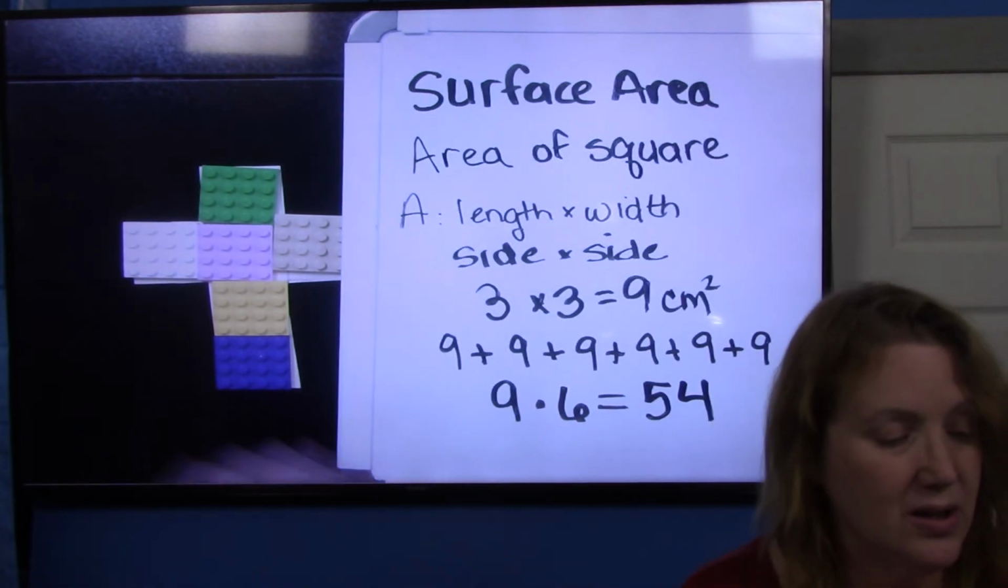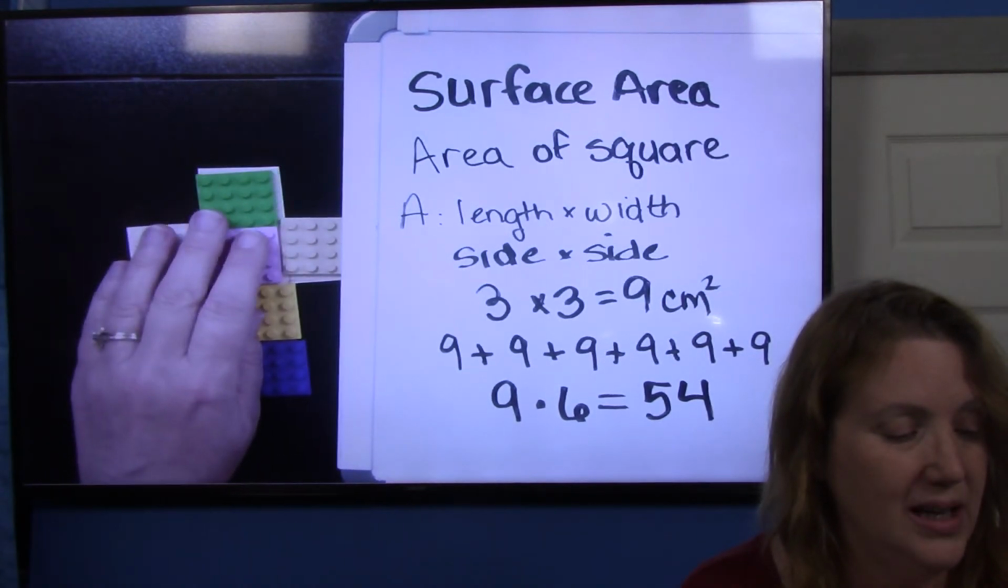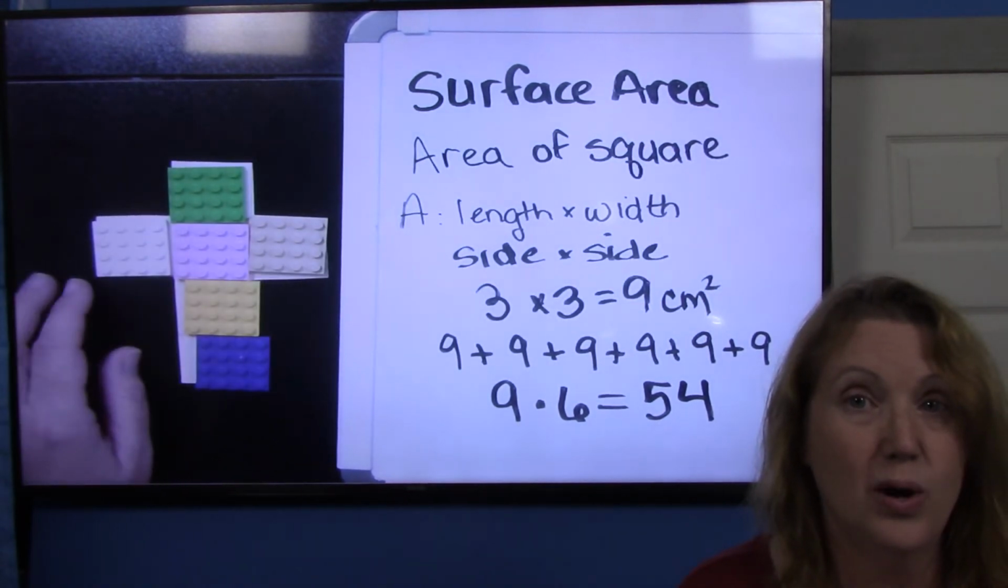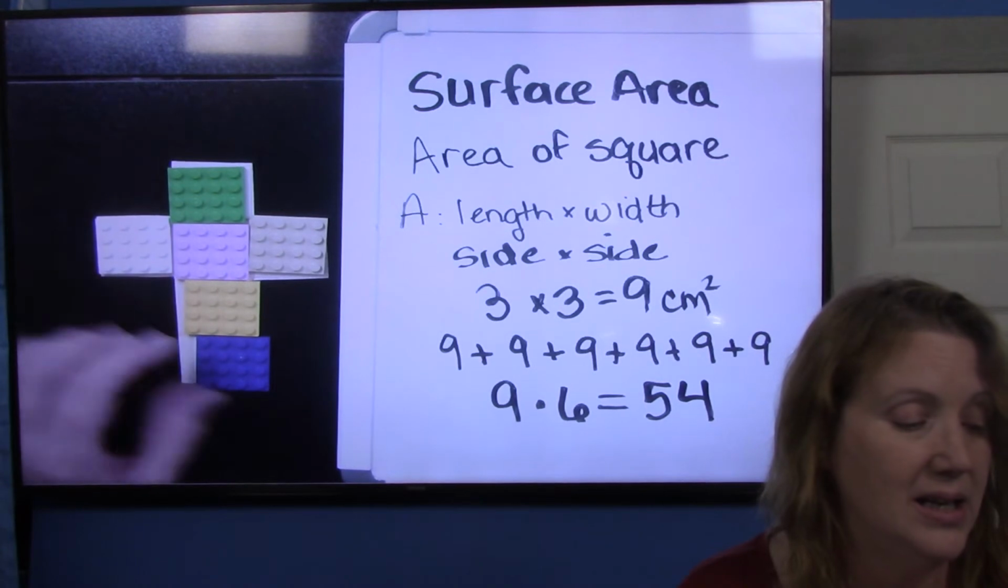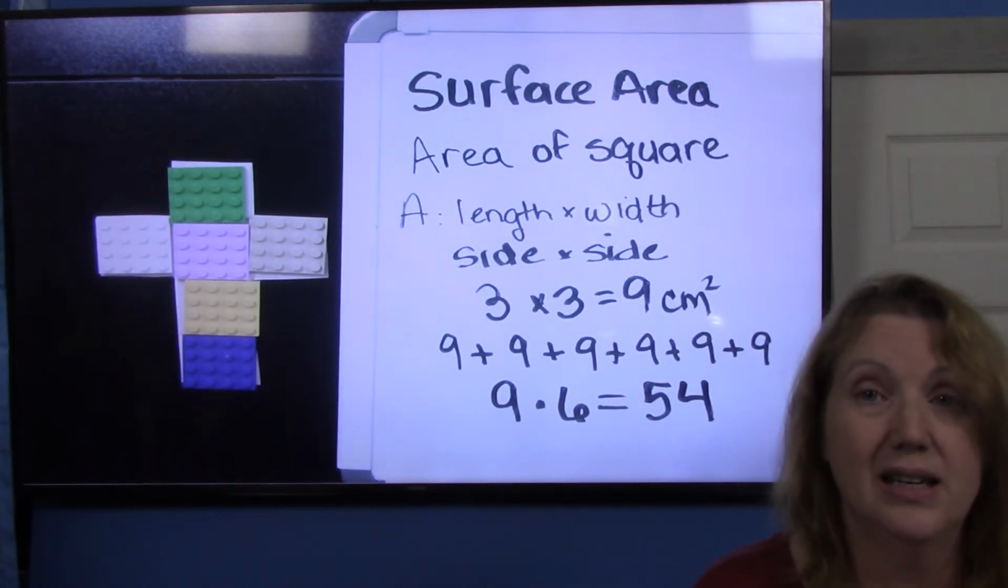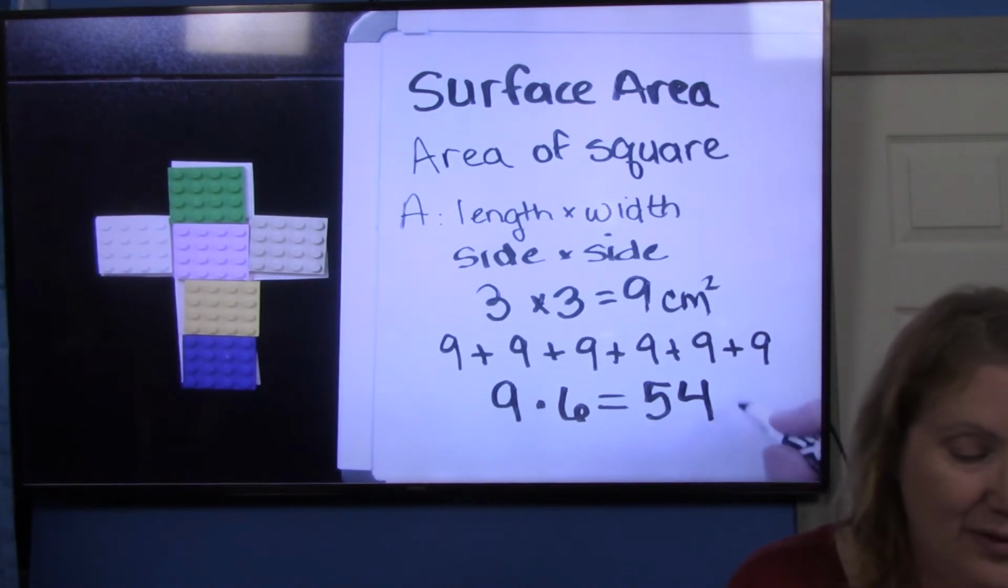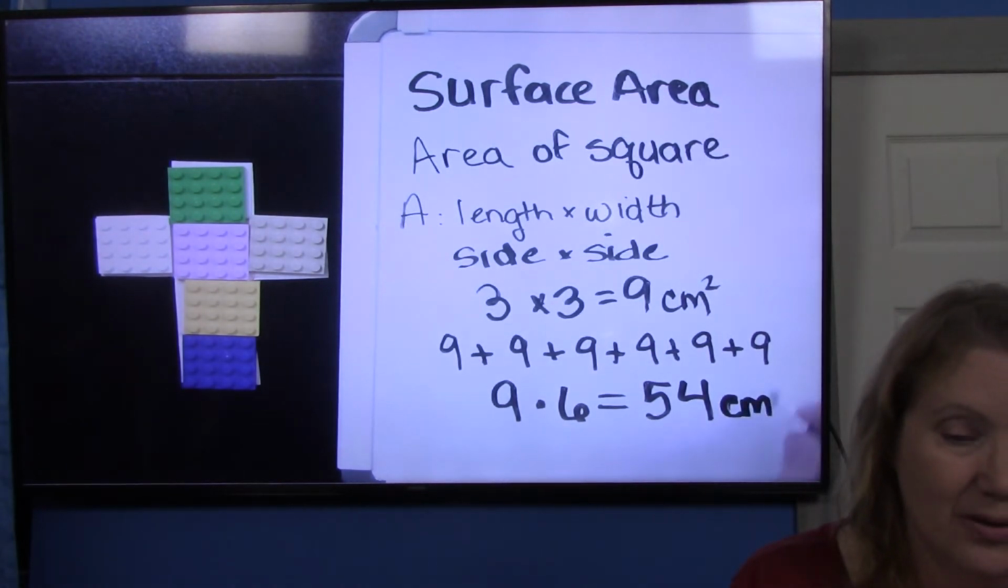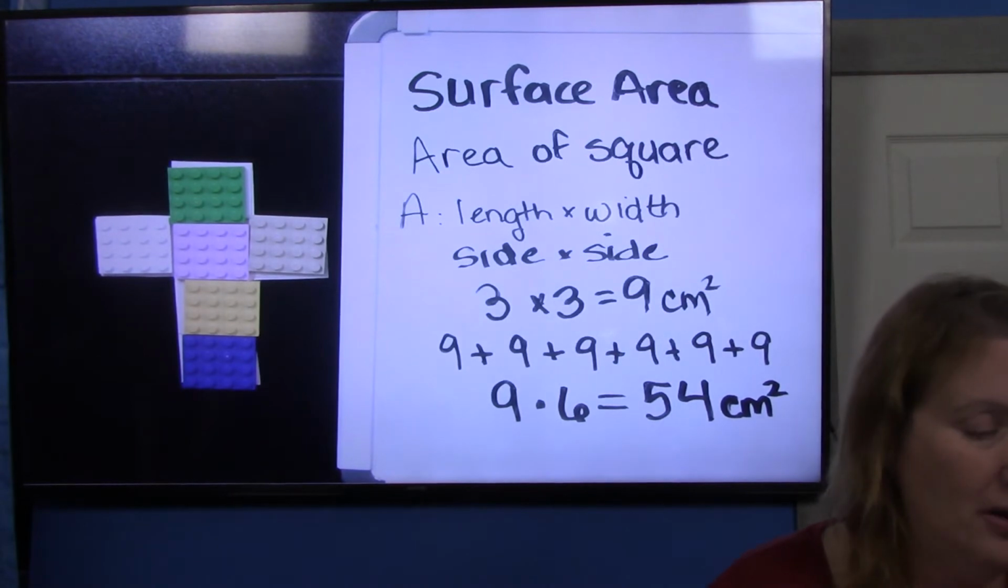So if I want to look at how much paint I would need to paint this, or how much material I would need to make this cube, that tells me that I'm going to need to at least have 54 square centimeters.